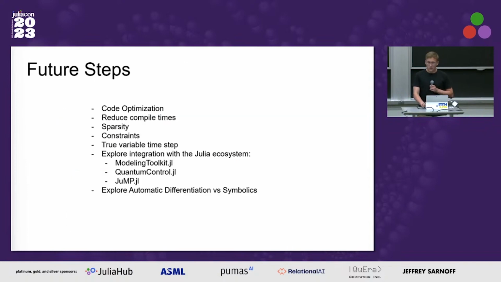And there's plenty of work still left to do. I talked about code optimization. Reduction in compile times is definitely something to think about because we're generating a lot of functions, so we can't leverage some of the tools that are available for that. We want to explore sparsity, addition of constraints, proper true variable time steps, and then potential integrations with any number of things in the Julia ecosystem. Finally, there's automatic differentiation to consider versus symbolics as the driving engine for this thing.